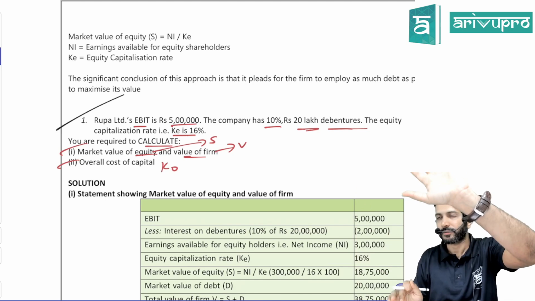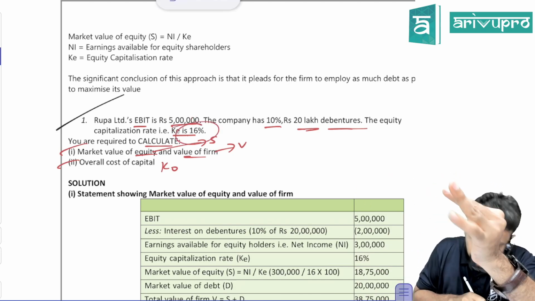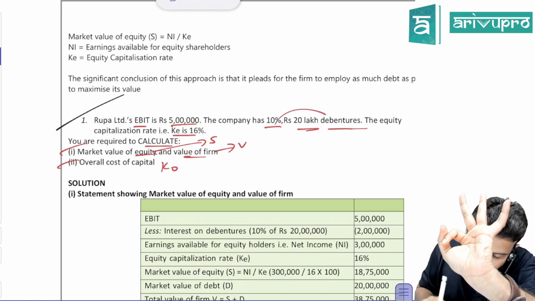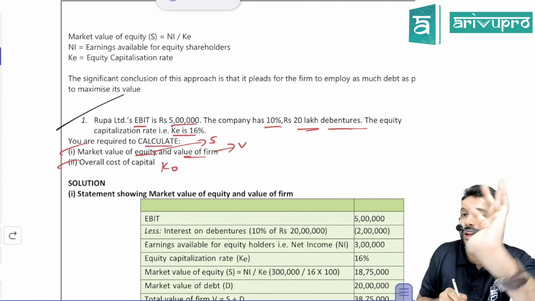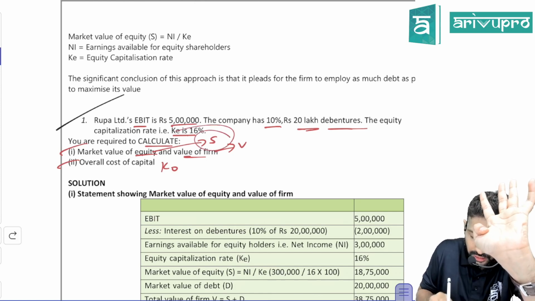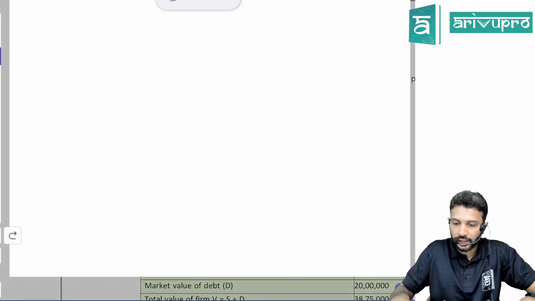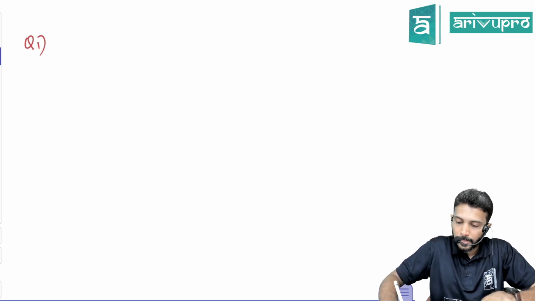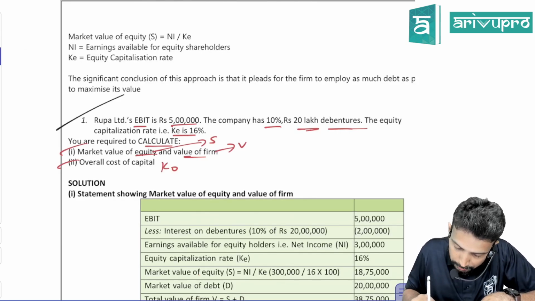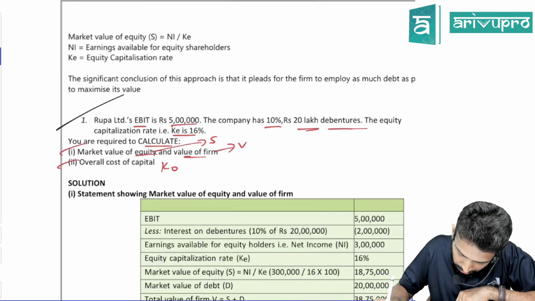It's the same. They have given the EBIT. They have given the cost of equity. You know the debt value. You know the interest rate on debt. The requirement is just to calculate S, the market value of equity, the value of the firm V, and the overall cost of capital. Okay, let's start. Question number 1. The first requirement: we want the market value of equity.